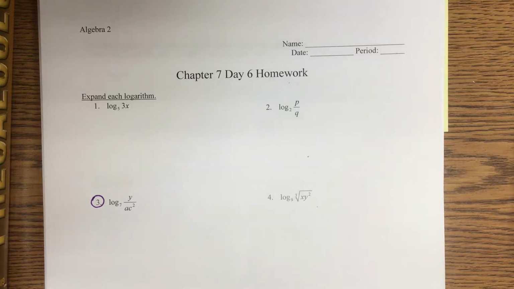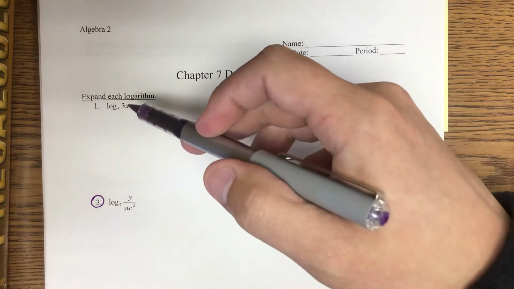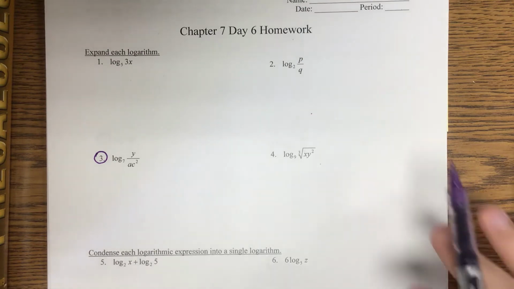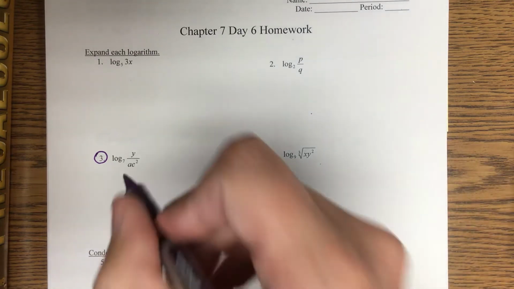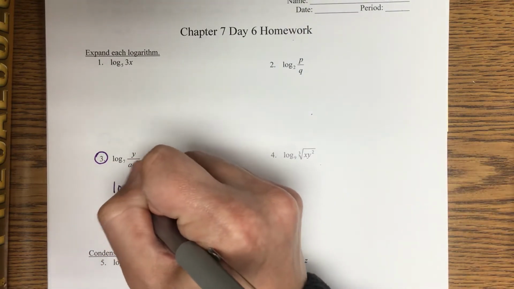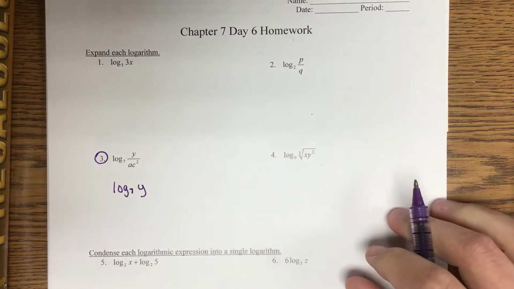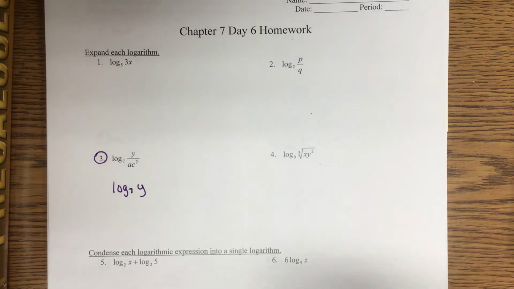In this video, I'll be working out some of the homework problems from the Chapter 7, Day 6 worksheet. We're using properties of logarithms to either expand or condense logarithmic expressions on the front side here. Number 3, I'm going to expand it. So you have to have these properties in front of you. If you didn't watch the video notes, these are going to be harder to understand.